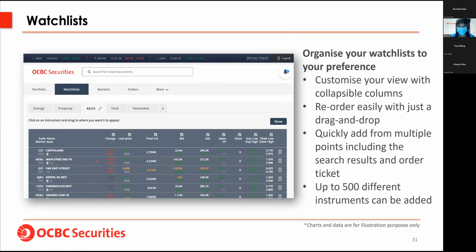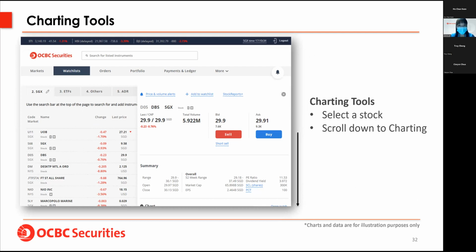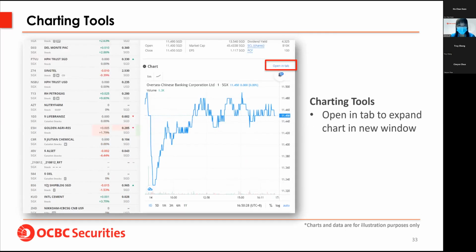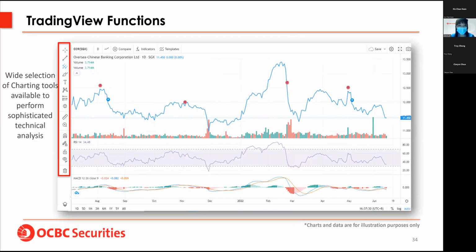You can click on watch list to manage your trading and can save and edit up to 10 watch lists, maximum of 50 stocks per list. You can also customize your watch list view by reordering or deleting the rows or even removing the columns. We also have the charting feature in our trading platform, where you can view the chart in an expanded version by clicking on Open in tab. The next few slides will show you the features of the expanded chart.